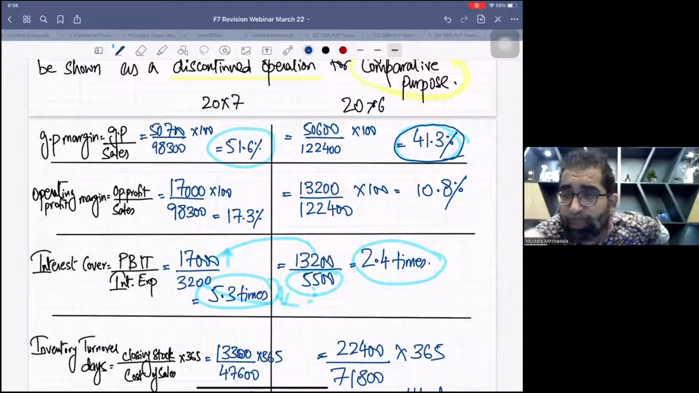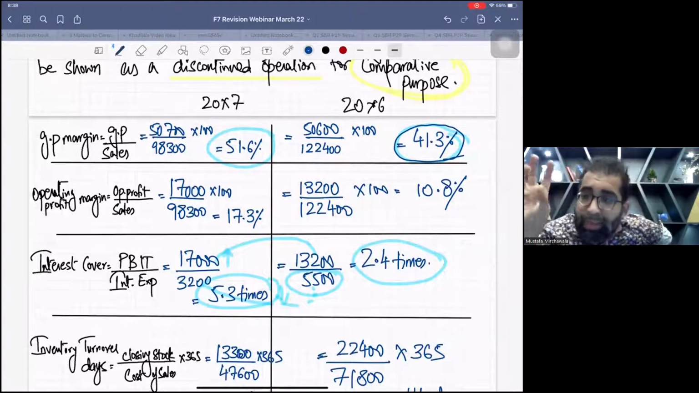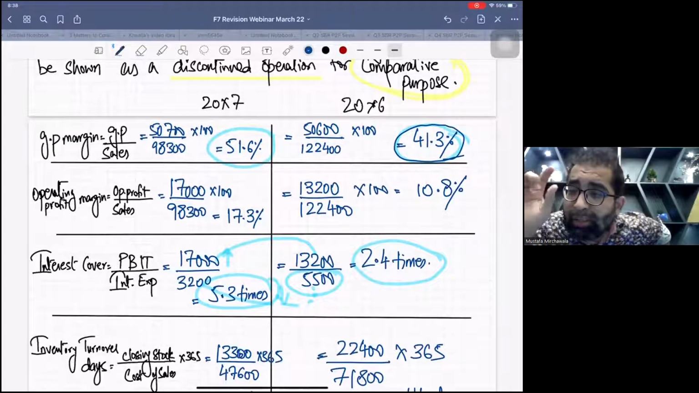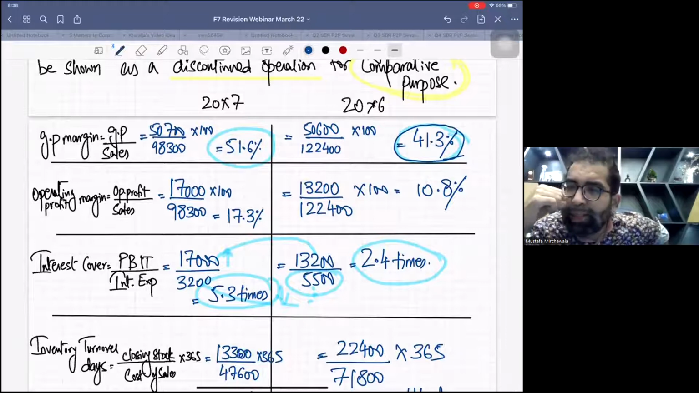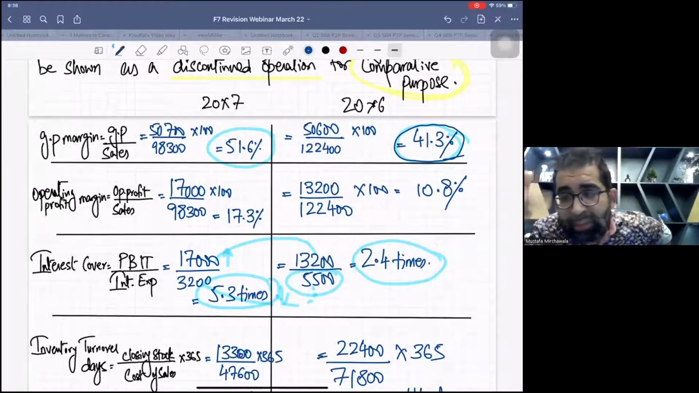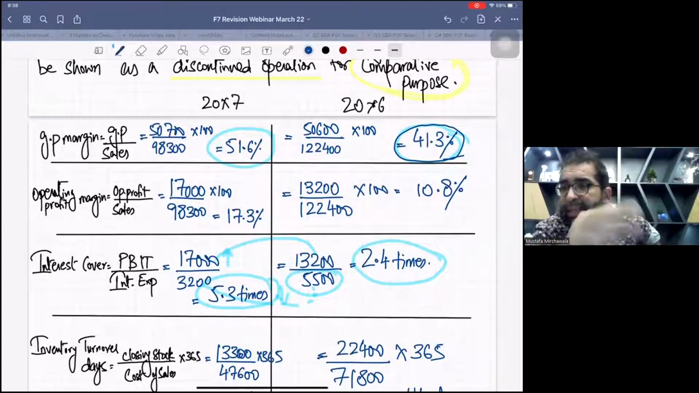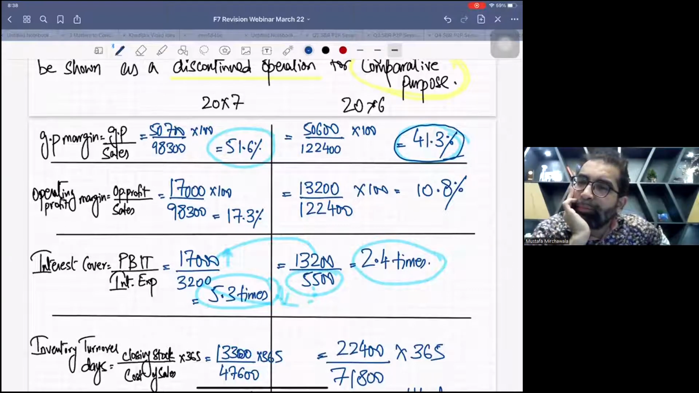Okay. So this is a positive point for our existing products. It feels like this was a good decision of Pinardi Group to dispose of that company, because that company's GP margin was not good as compared to the existing divisions. This is the evidence. I hope this clicked in your mind.